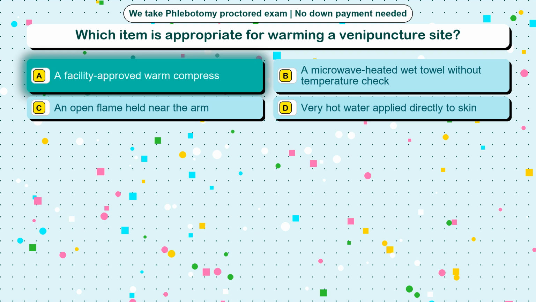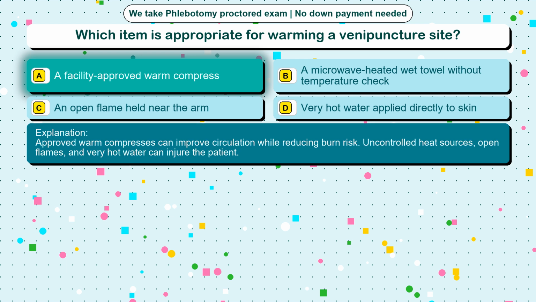The correct answer is option A. A facility-approved warm compress. Approved warm compresses can improve circulation while reducing burn risk. Uncontrolled heat sources, open flames, and very hot water can injure the patient.